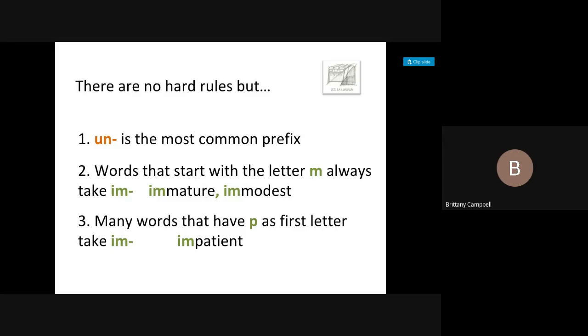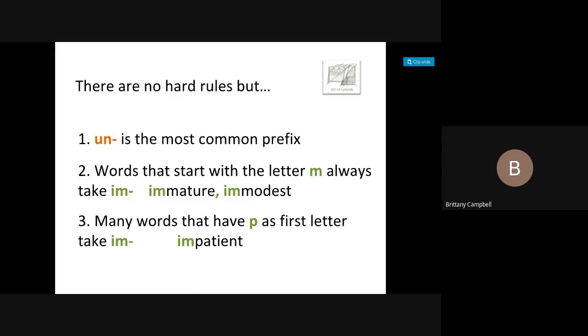It says there are no hard rules, but un is the most common prefix. They also stated that in is one of the hardest ones to remember, right? It is the most difficult. Not sure why they say it's the most difficult, but right? It is very common but also difficult.